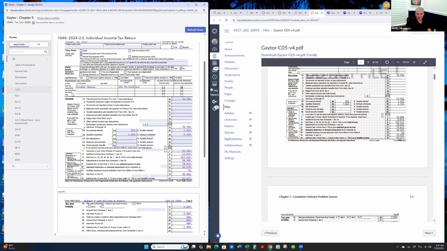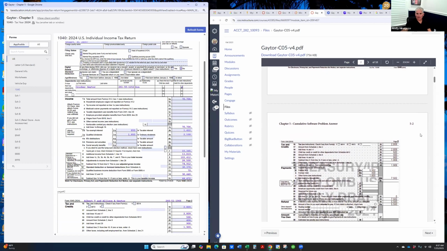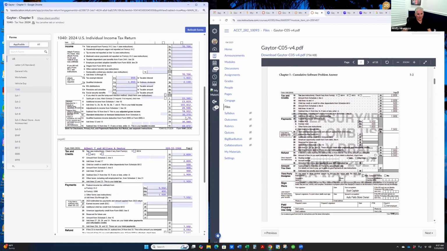We got it. Qualified business income deduction, $70, which is still good. And then lines 12 and 13 are 30,440. We're good. Taxable income is 44,472. We'll move on to the next page.